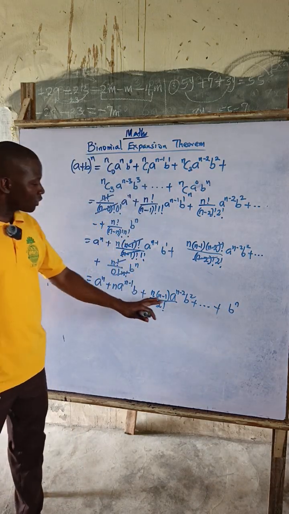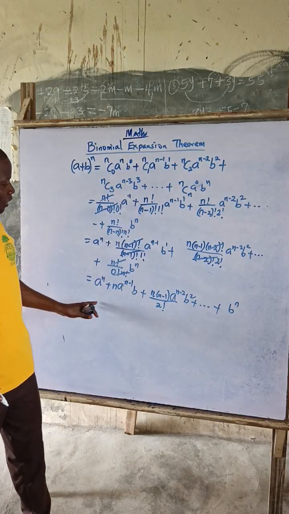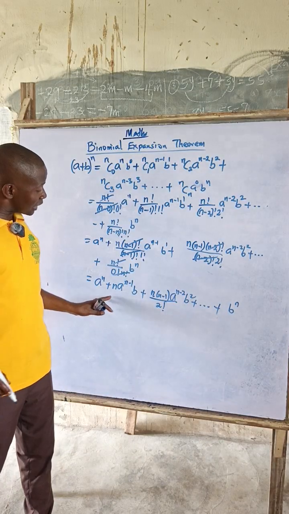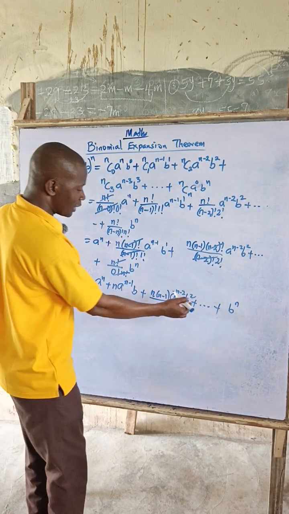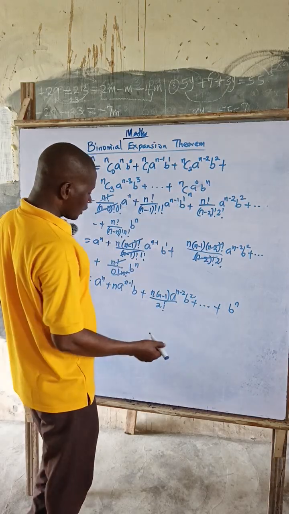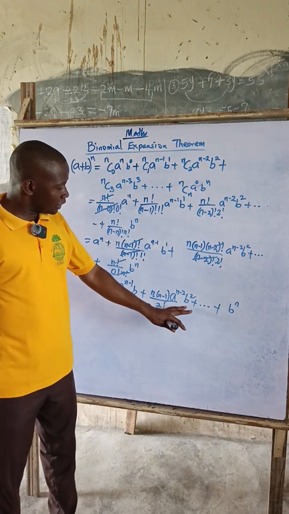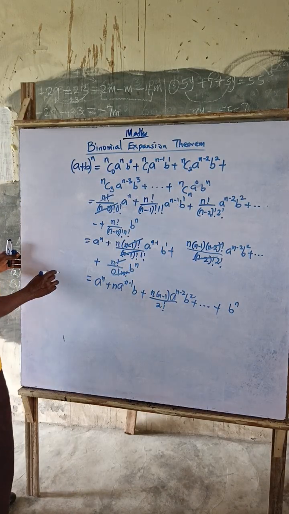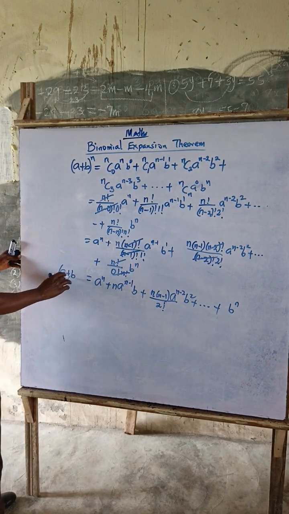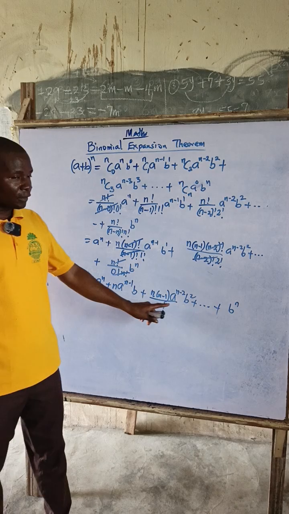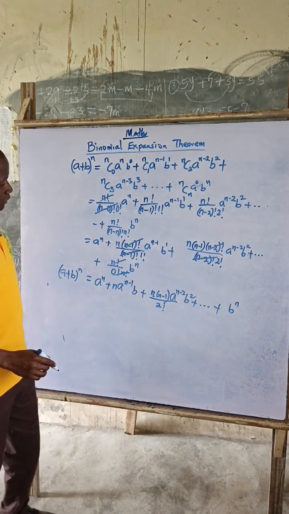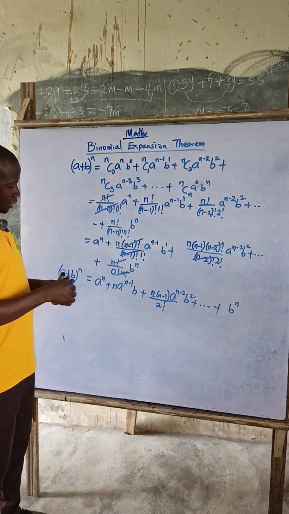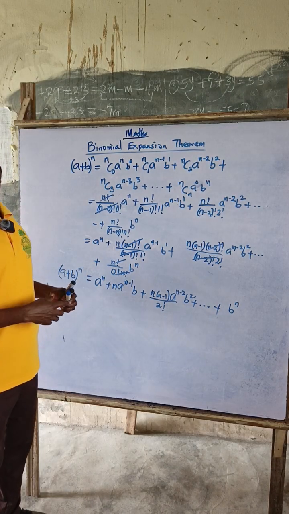We can expand this one as long as possible. If you want to write the next term here, you can do that. But to save time, this is the result. When this is expanded, you are going to get this. That is (a + b) raised to power of n equals this. This is the binomial expansion theorem, which we are going to use in the nearest future in solving questions.